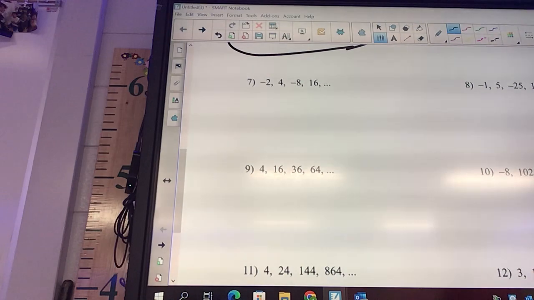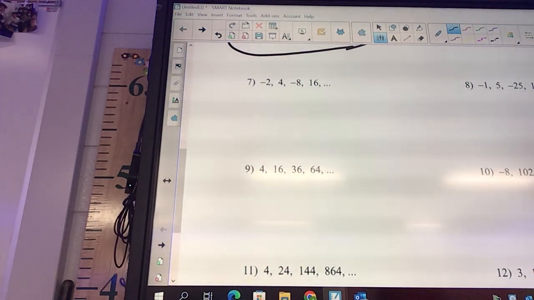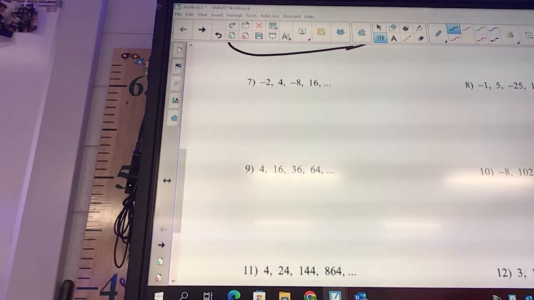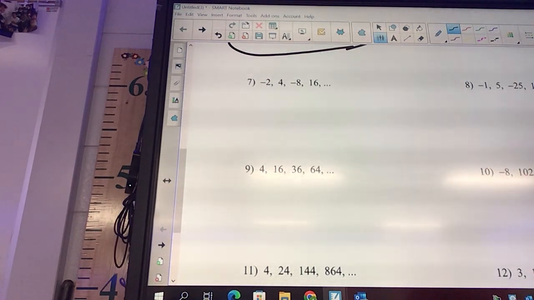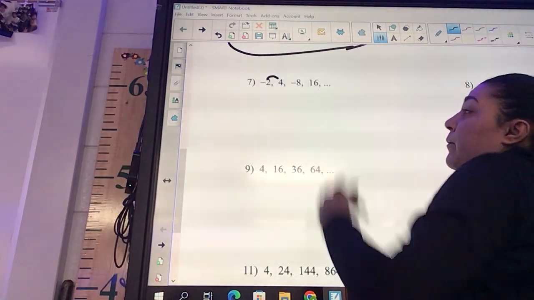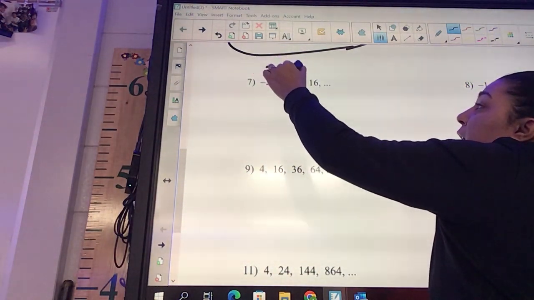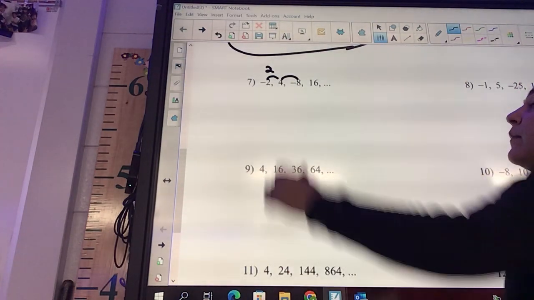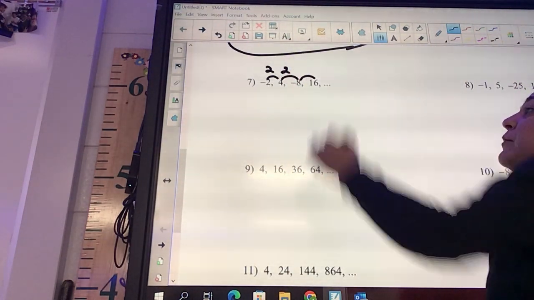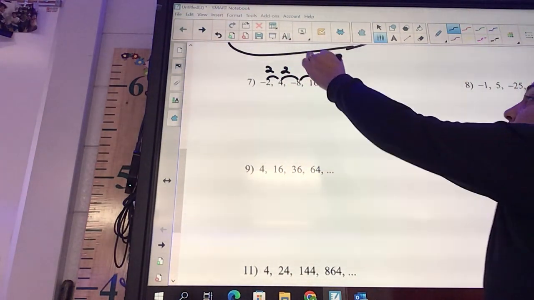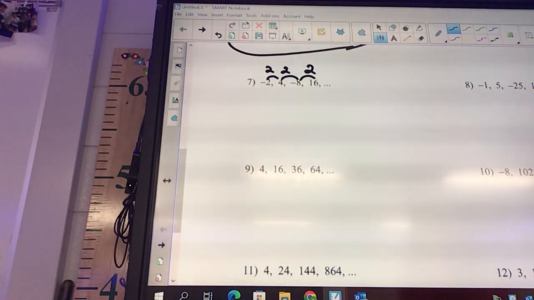Okay, 7. Are those numbers going up or down? Up. Now instead of dividing, you could still do the division method, working your way back. What is 2 times what gives us 4? 2. 4 times what gives me 8? 2. 8 times what gives me 16? 2. So, does this need to be a negative?